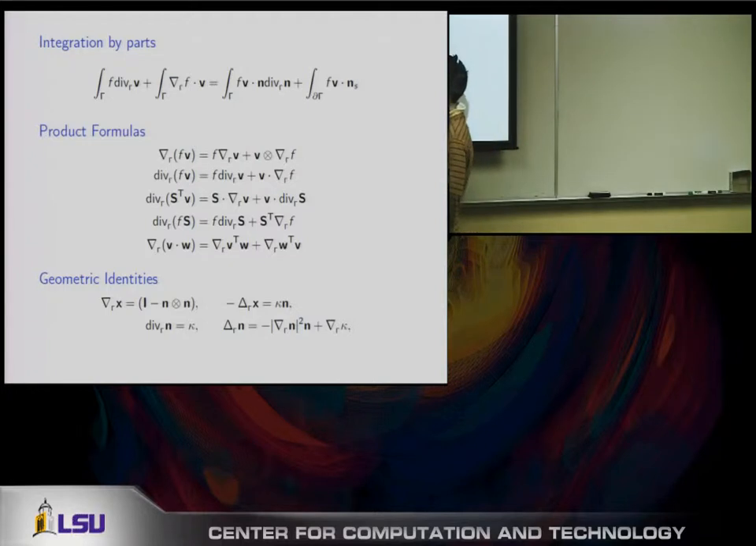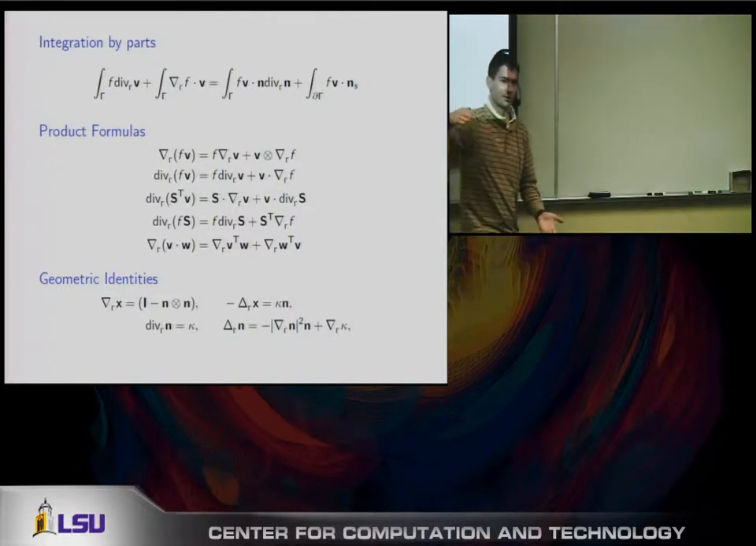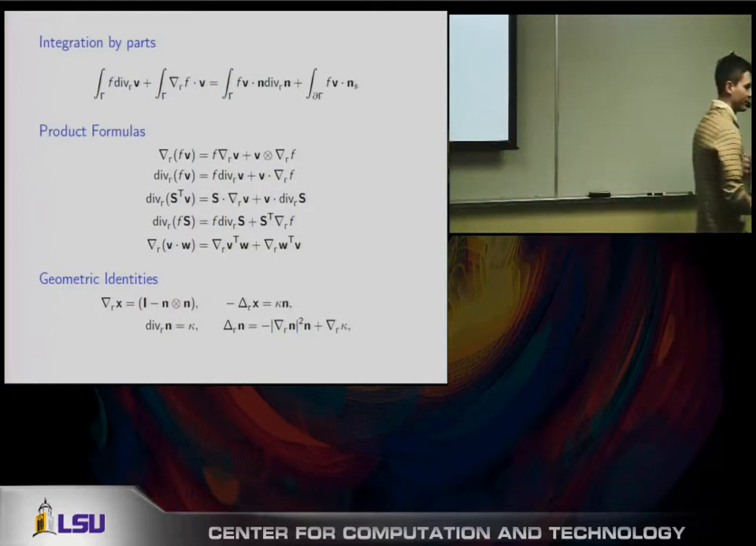For example, imagine that f equals 1, then this term is not going to be there. This term will be just the divergence. And what this equation is telling you is the integral of the divergence over gamma is how much f is going out of gamma. So it can go out of gamma if gamma has a boundary, but it can also go out of gamma through the normal direction now. So that's why you get two terms.